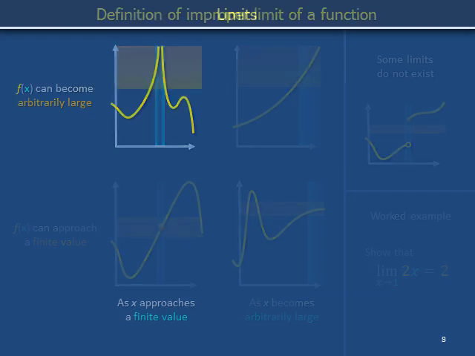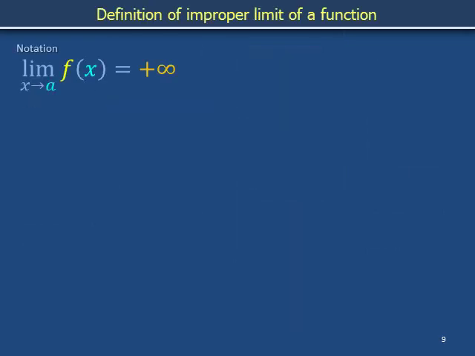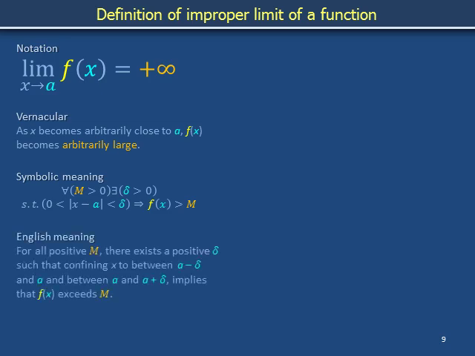This notation reads, the limit as x approaches a of f of x is positive infinity, roughly meaning that as x becomes arbitrarily close to a, f of x becomes arbitrarily large. We translate these mathematical symbols into an unpacked English description, which reads, for all positive M there exists a positive delta such that confining x to be between a minus delta and a, and between a and a plus delta implies that f of x exceeds M.